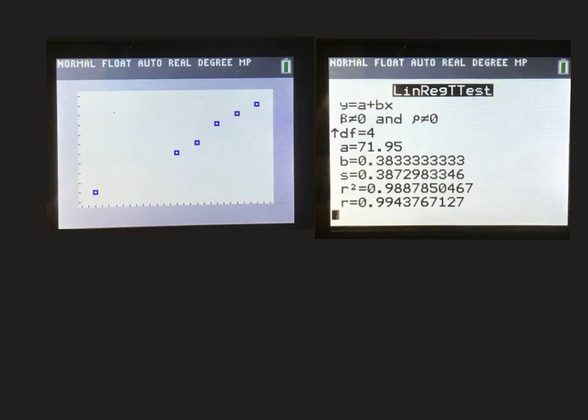Basically, I punched those numbers into my L1, L2 and turned on my stat plot, hit zoom 9, and there's my scatter plot. It's a really good one. It's really close to being linear, so I'm expecting to find a really strong R. I did a LinReg t-test like we've been doing all week long, and sure enough, my R was very high. Part A asked me for the equation. There's my equation right there: y equals a plus bx.